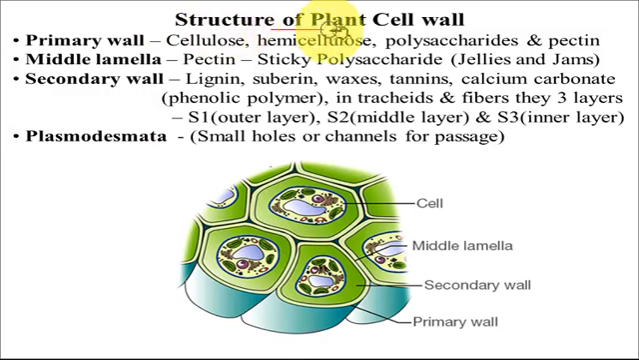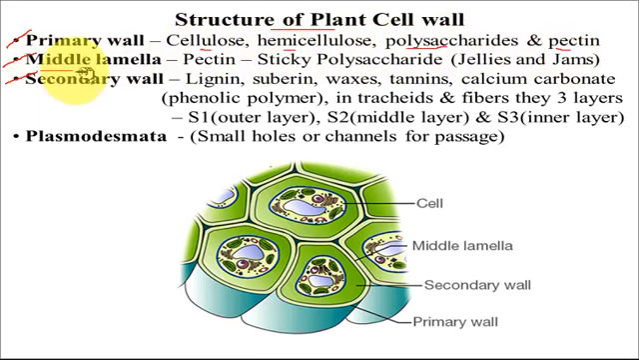Structure of the plant cell wall. The plant cell wall is primarily made up of three layers. One is the primary cell wall, another is the middle lamella, and the third is the secondary cell wall. The primary cell wall is made up of cellulose, hemicellulose, polysaccharides and pectin.